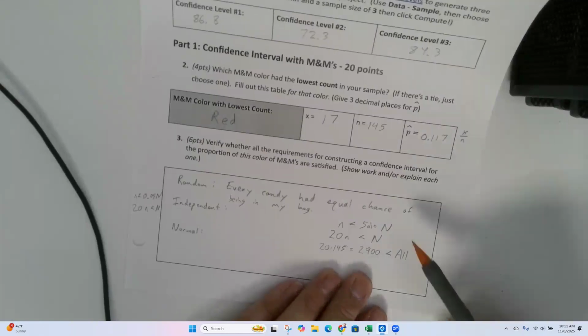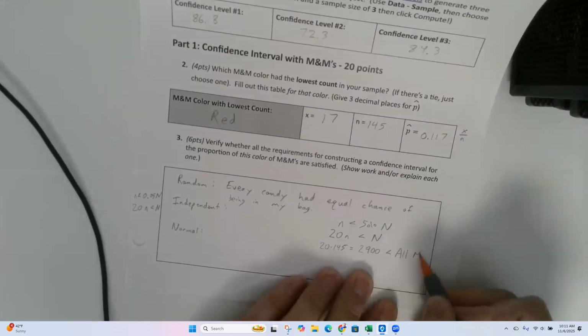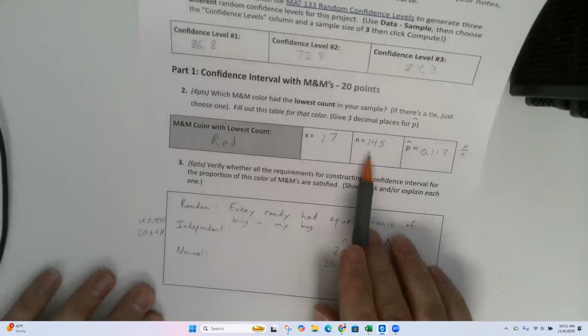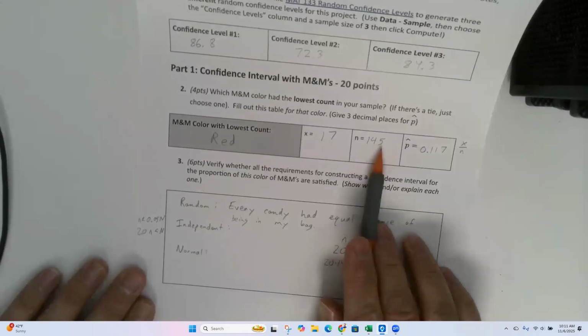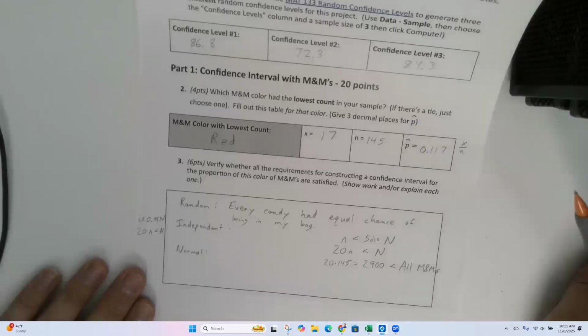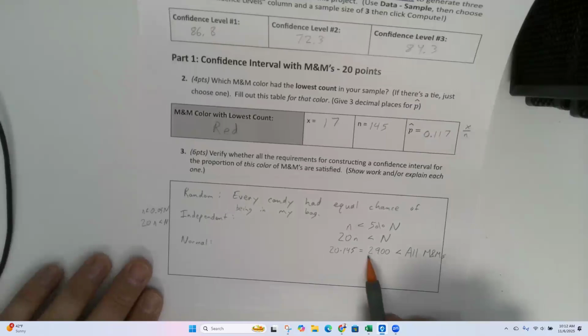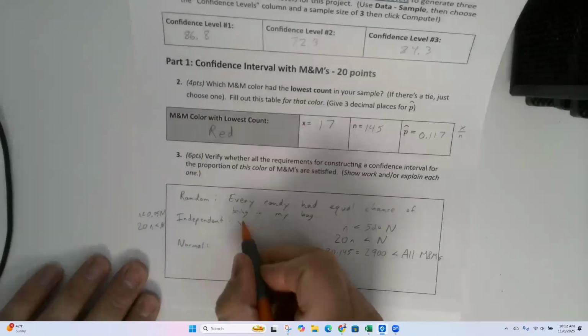Not my total M&Ms in the bag. It's all M&Ms in the world. My bag is just the sample. So I have a sample of 145 M&Ms, which is a representative sample of the population, which is all M&Ms. So are there more than 2,900 M&Ms in the world? Oh yeah, there's way more than that. So yes, mine is independent.